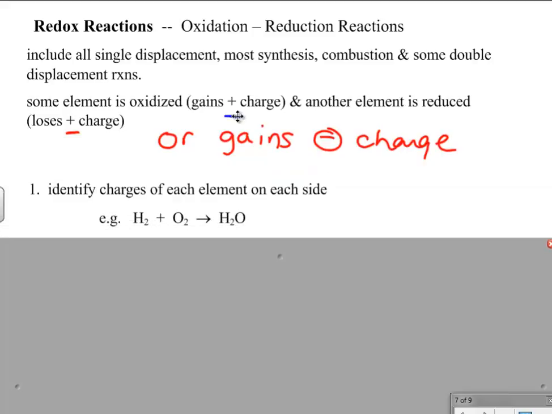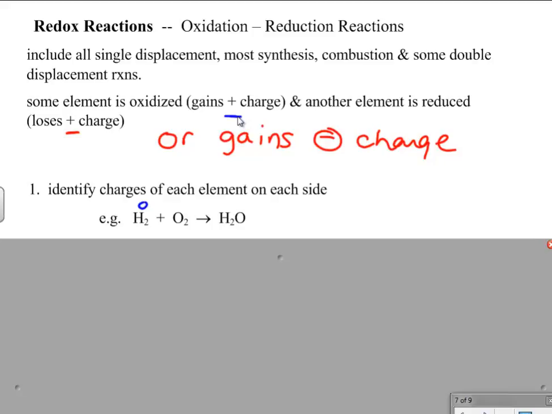First thing we want to do for a redox reaction is identify the charges of each element in each part of the reaction on both sides of the reaction. So for a simple reaction like this, look at the elements on the left. Elements always have charges of 0. So hydrogen has a charge of 0.